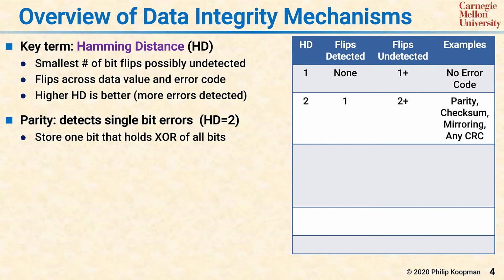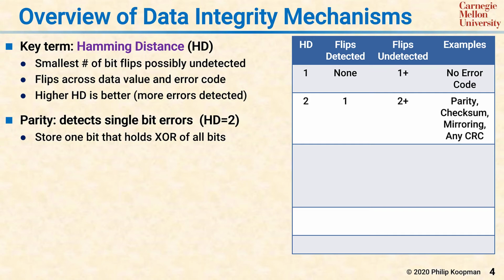Parity is computed by XORing all the bits in a data value together to produce the error code. You can do this either resulting in a single XOR bit, or you can XOR the bits in a bit position. So if you have a bunch of 8-bit bytes, you can XOR the 8-bit bytes together and get an 8-bit byte result where every bit is the XOR of all the bits in that bit position. That still ends up being a parity computation. It still gives you HD equals 2.